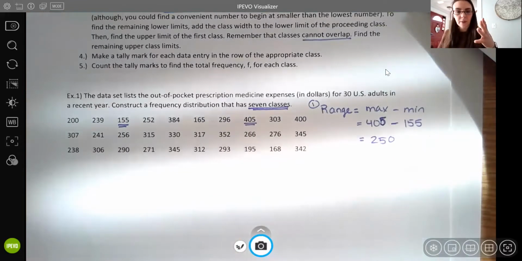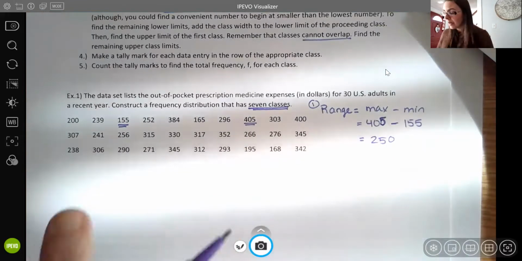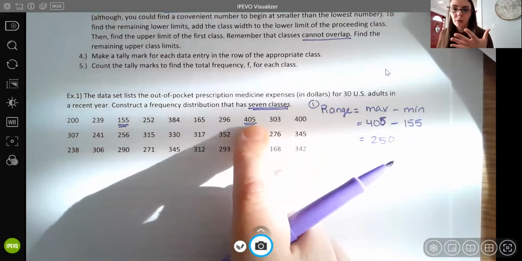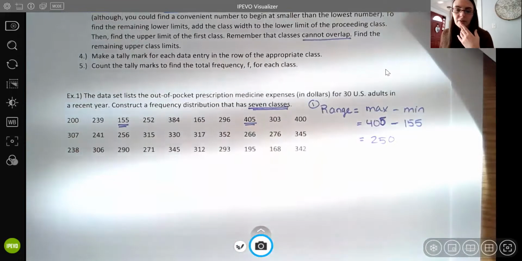Okay, so 405 is my max, 155 is my min. Be careful. I did it too. I saw the 400 first, but then I kind of looked and I was like, I've done this before, so I thought there was a higher number and it was 405. So just be careful. Again, it may always be easier just to kind of take a few minutes and put them in order as well.